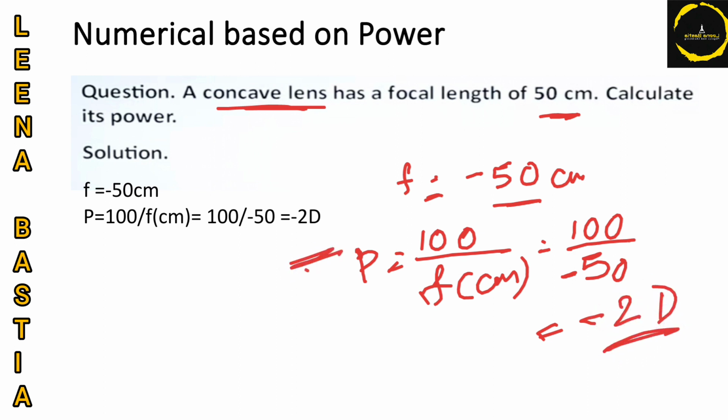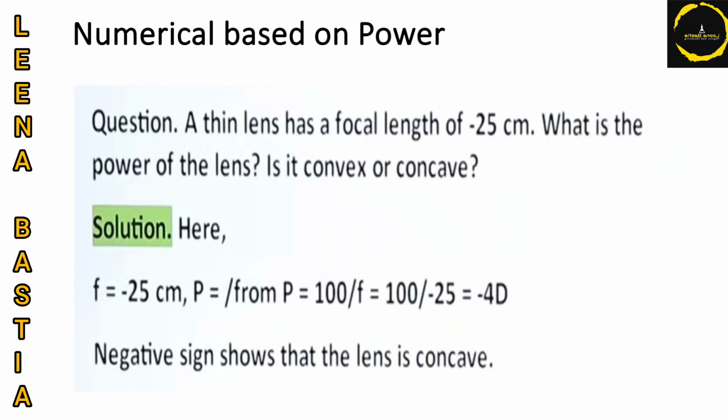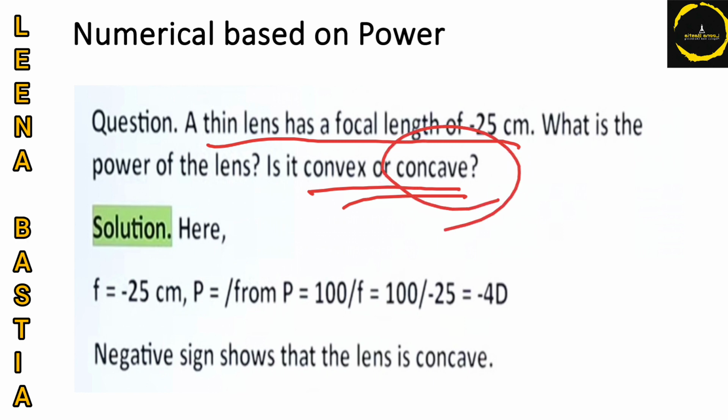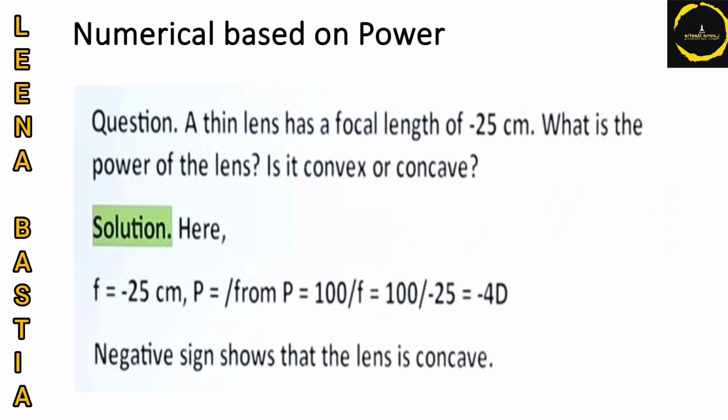Okay. So let us move on to the next one. Here a thin lens has a focal length of minus 25 centimeter. What is the power of the lens? Is it a convex or concave lens? So children, just see, from the first line only you got one of the answers, that is whether it is concave or convex. This focal length is given as negative, so it is a concave lens. Whatever is given in the question, first you write that.